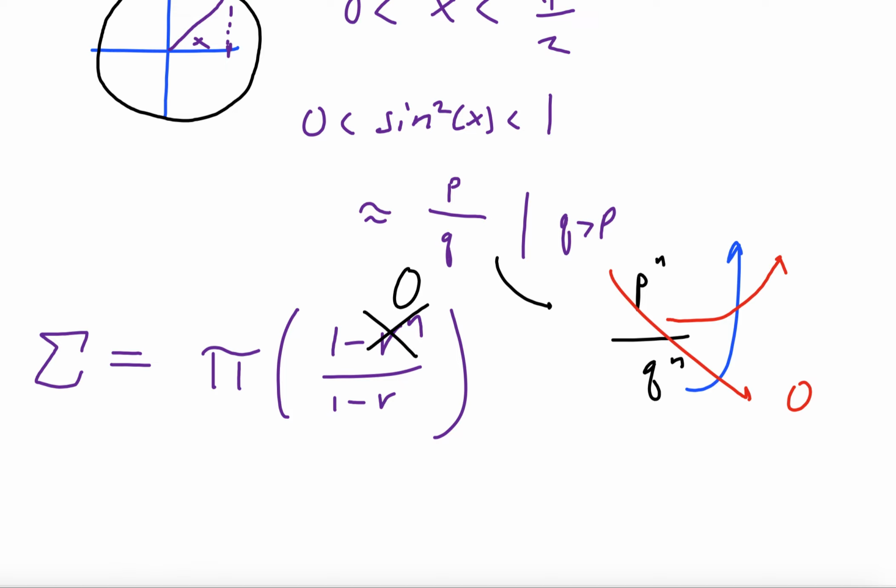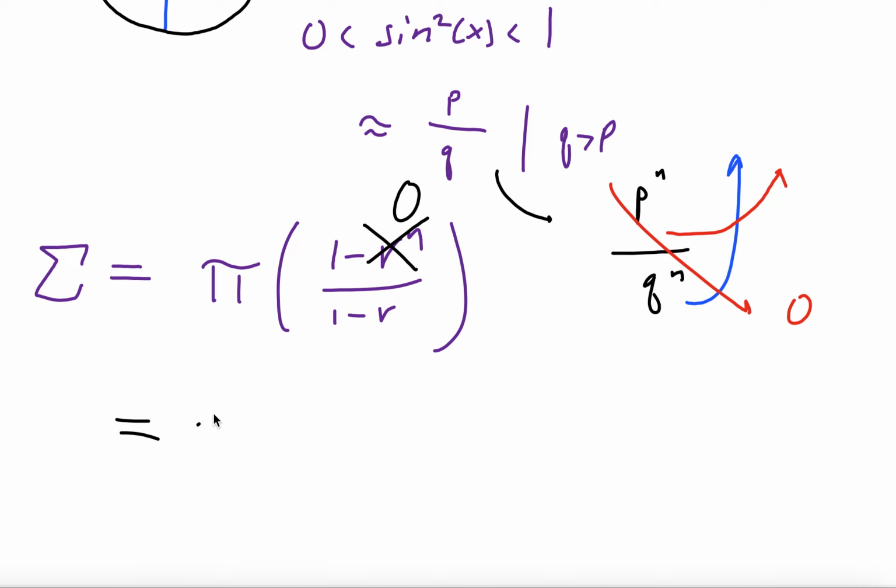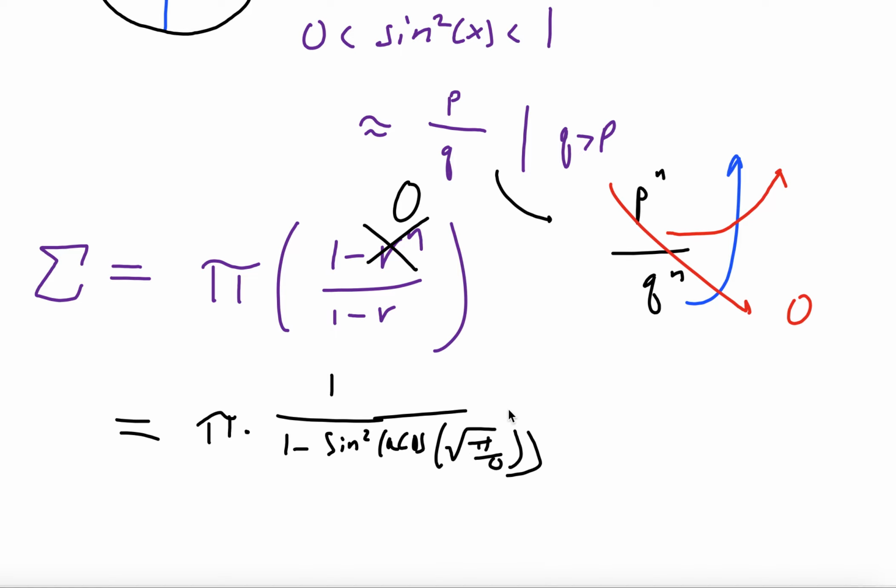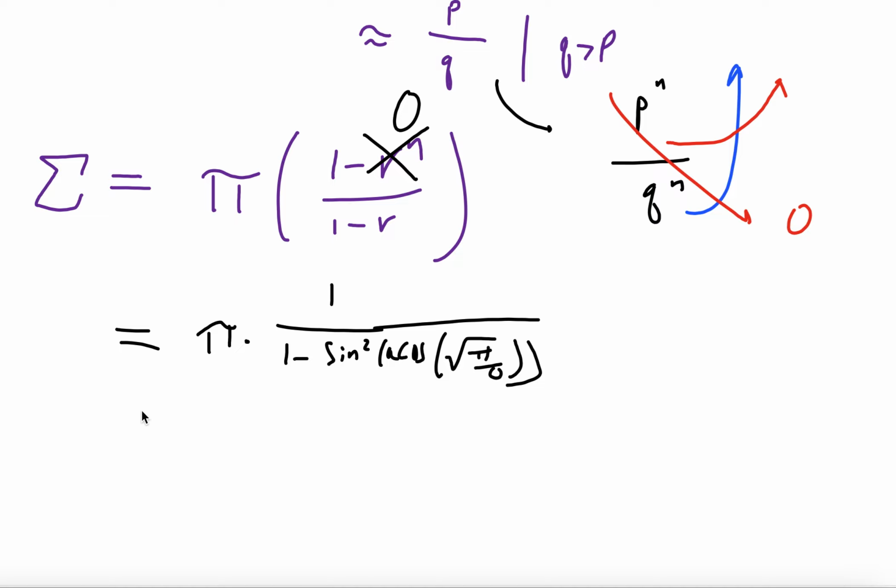So the sum that we have from the beginning is now equal to pi times 1 over 1 minus r. And now we're going to expand r to sine squared of arc cosine of root pi over 6. And we know by the Pythagorean identity that 1 minus sine squared x is equal to cosine squared x.